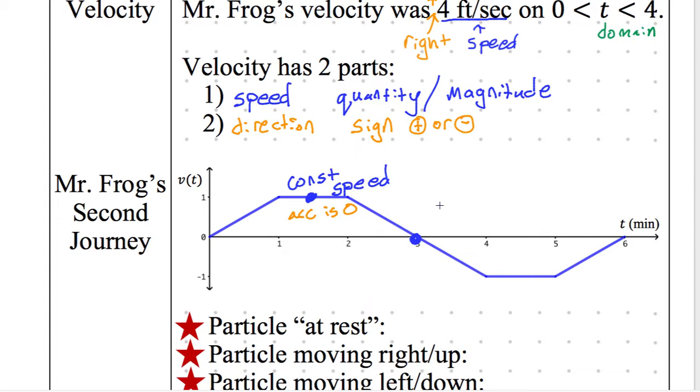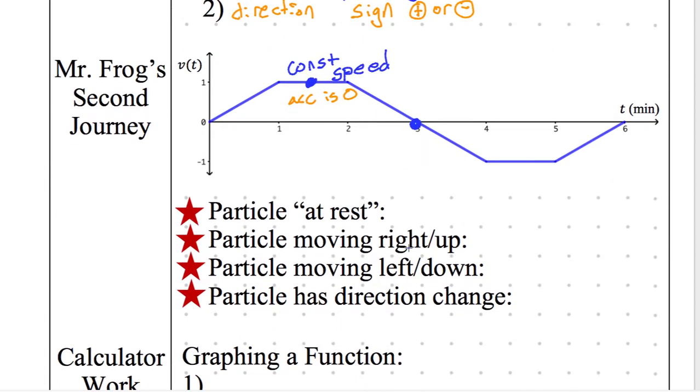But which of these four things could you say is happening at this point? If it was, instead of Mr. Frog, a particle, would this Mr. Frog be at rest? Would he be moving right, left, down? Would he be changing directions? What's happening right here? What's happening right at this point? And it is a hard idea. Doesn't that mean at rest? It does. Yeah. The velocity is zero.